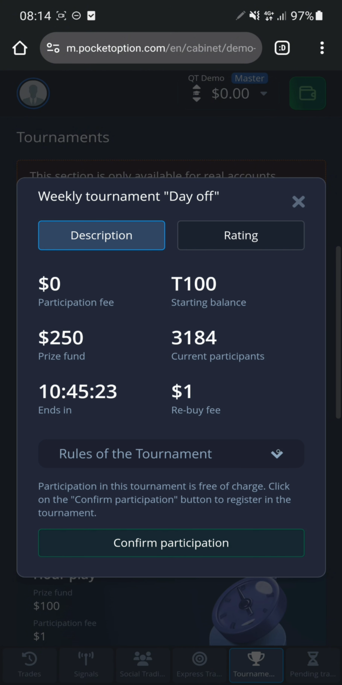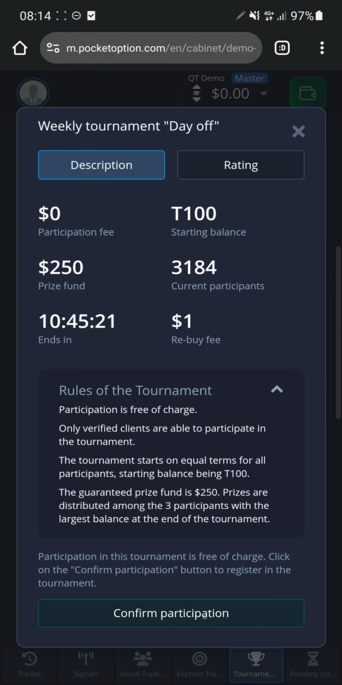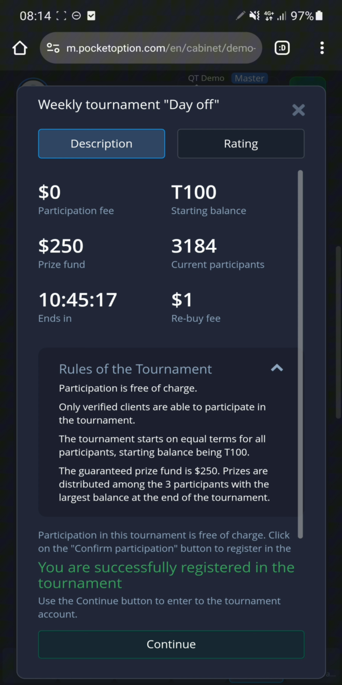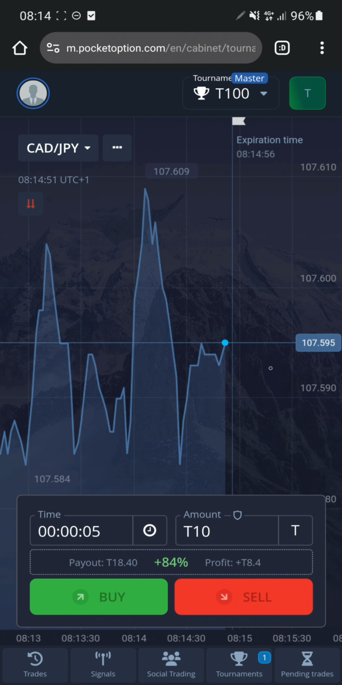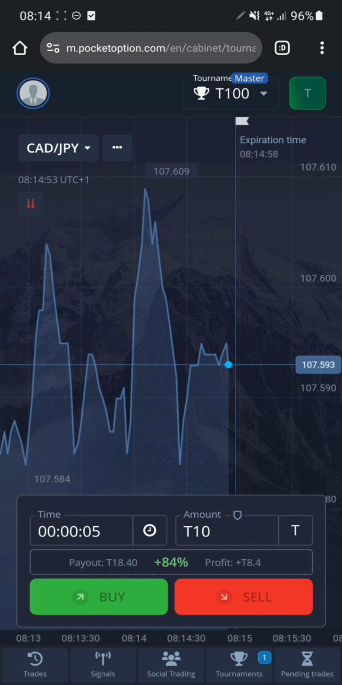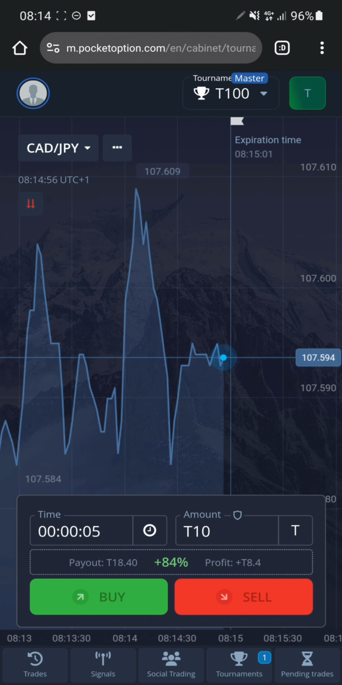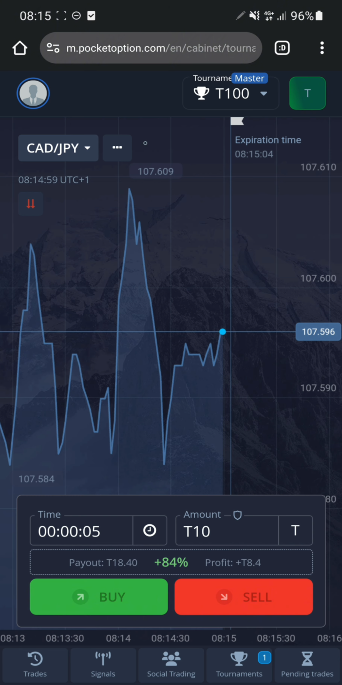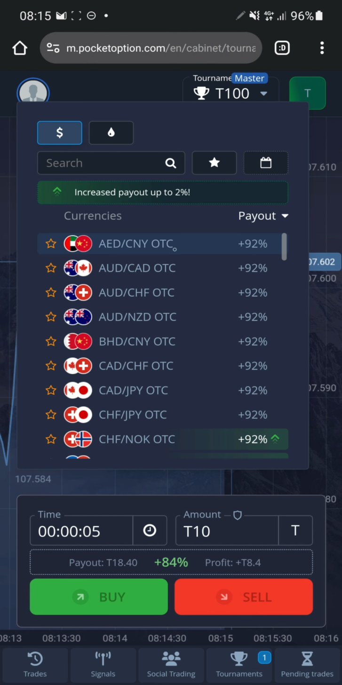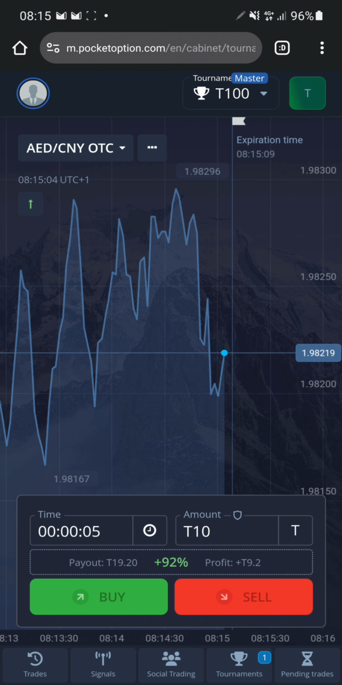Now these are the terms and conditions. One can easily read it, but I'll just click confirm participation, and that's it. So we continue into the tournament trades right now. So when it opens, this is how it's going to look initially, but first I'm going to reconfigure this whole thing to what I prefer basically.